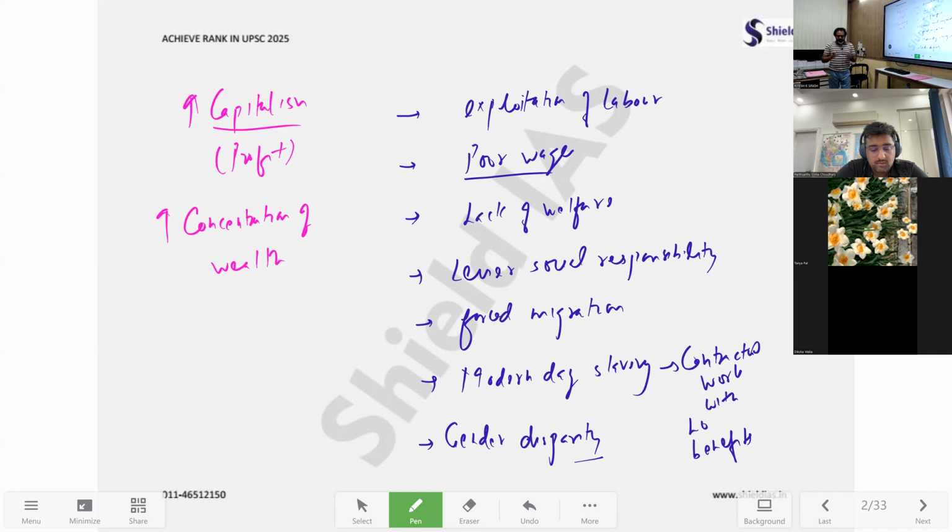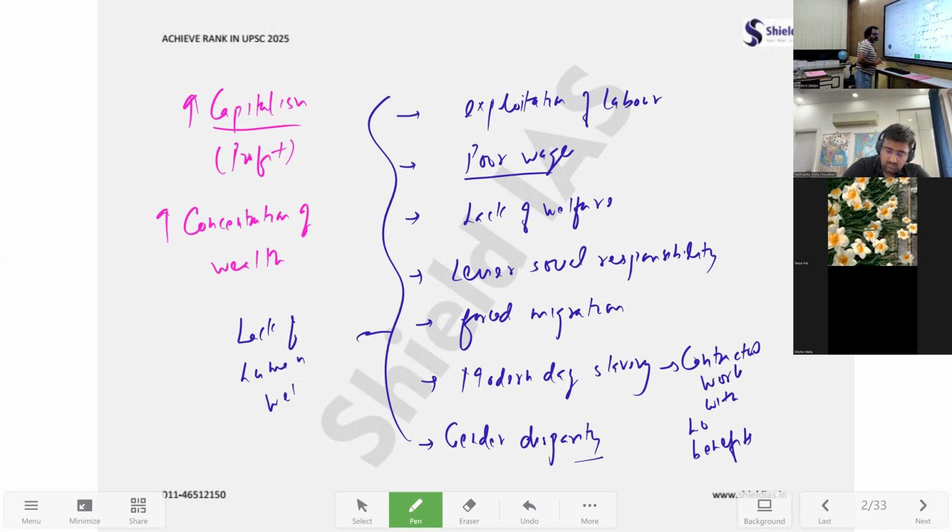That means this faster industrial growth has led to the creation of a few big capitalists, which has definitely led to huge concentration of wealth. They have amassed huge wealth by exploiting the planet's resources and by exploiting the humans in the workforce. That means exploitation of labor, poor wages, lack of welfare, lesser social responsibility, forced migration, modern day slavery type of work extracted from the people, and gender disparity. So this has led to lack of human welfare or social welfare.